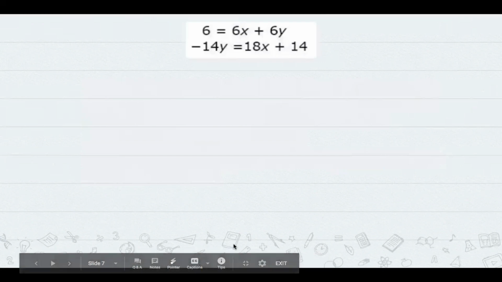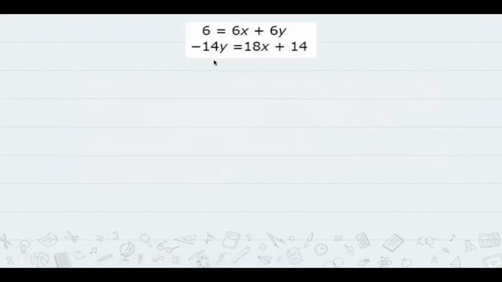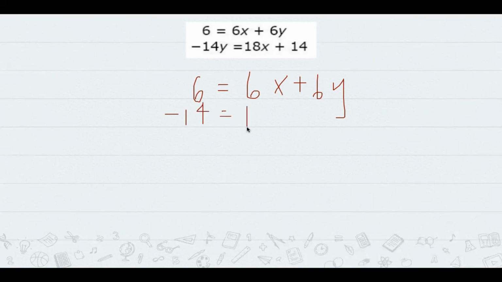So let's just reorganize this so it's easier to see. So you have 6 equals 6x plus 6y. And we'll just align them up. So we'll move the 14 and move the negative 14y over. So it'll be plus 14y on both sides, and then subtract negative 14 on both sides. So we'll have negative 14 here. And then since you add the negative 14y on the other side, it'll be positive 14. But just to align it to make it easier, let's bring down the 18x plus 14y so it's easier to see.